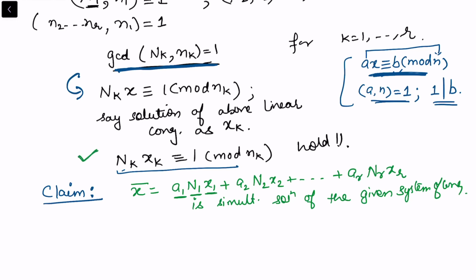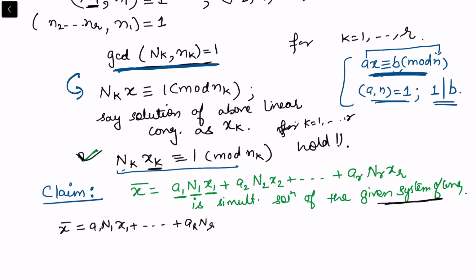So here this congruence is true for all values of k, for k that lies between 1 to r. So that means x1, x2, x1 will get now from these congruences. So considering x equal to a1 N1 x1 plus so on up till ar capital Nr xr, this is congruent to ak capital Nk xk modulo nk.